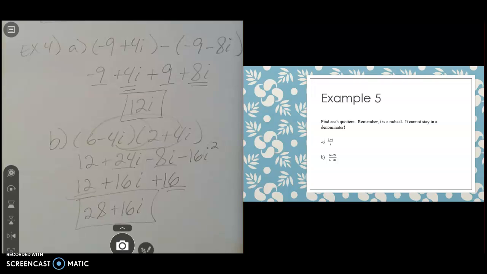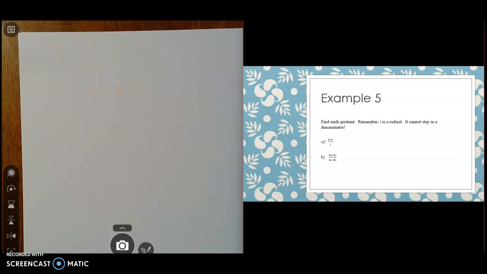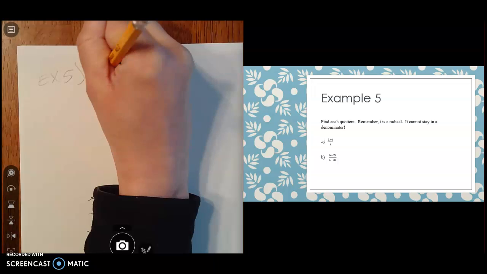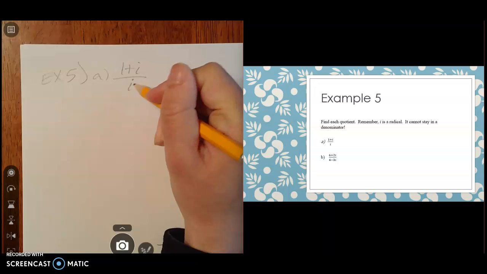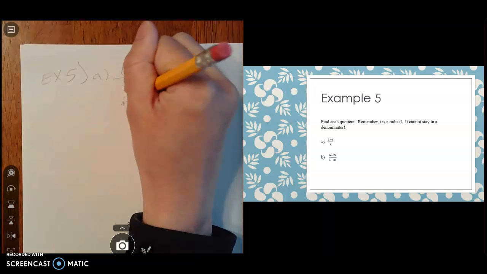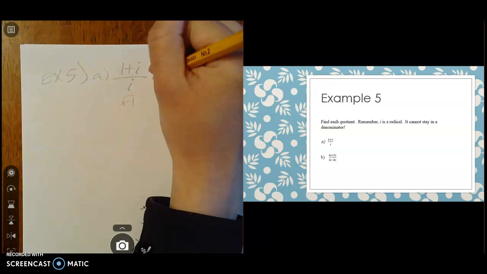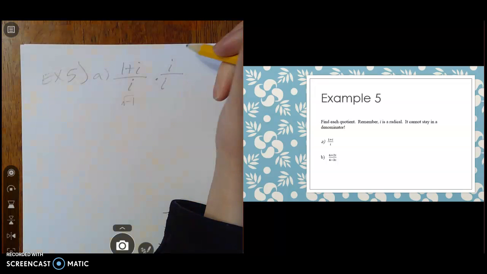All right, let's talk about division. So we're going to find our quotient, and just remember, i is actually a radical. It's the square root of -1, so it can't stay in the denominator and be considered simplified. So the first one I've got for you is 1 plus i over i. Just remember, i is the square root of -1. You need 2 of them to take it out of a square root. So what we're going to do is multiply by i.